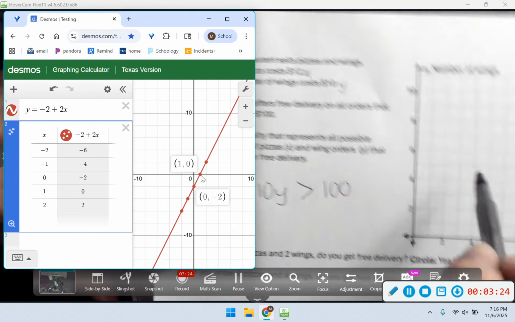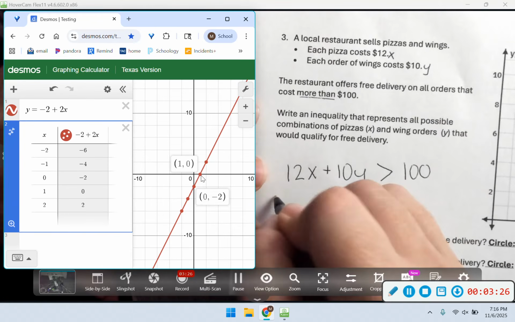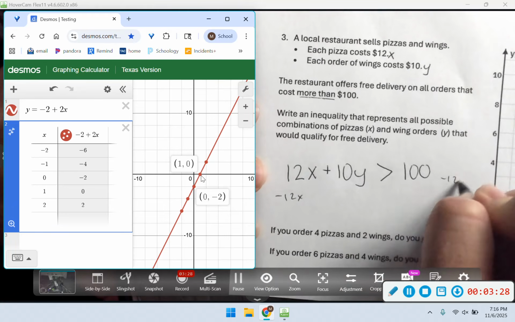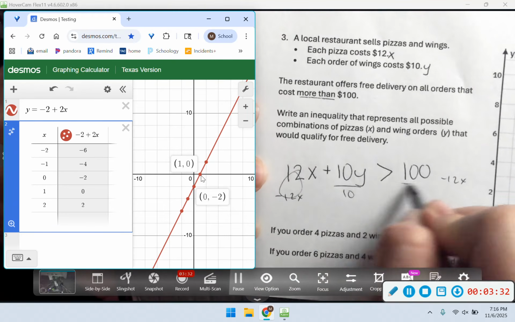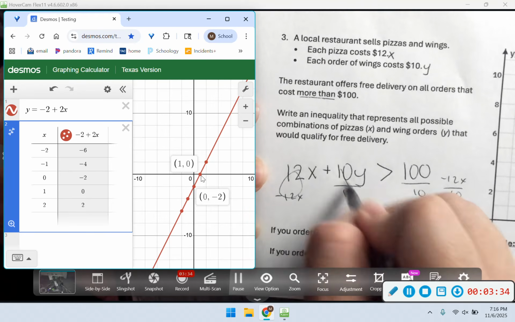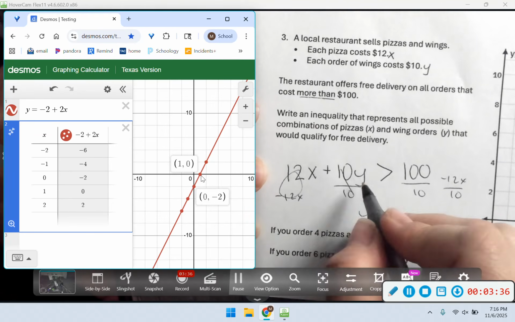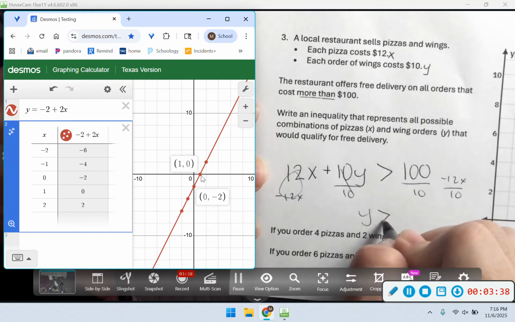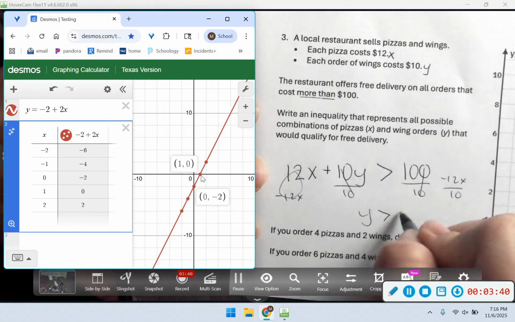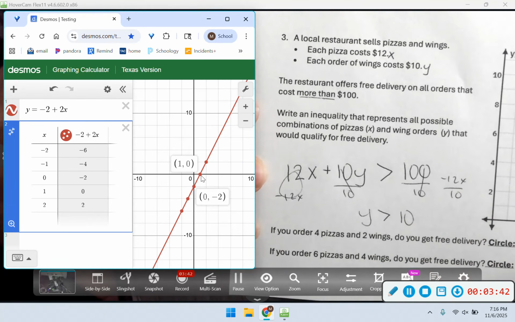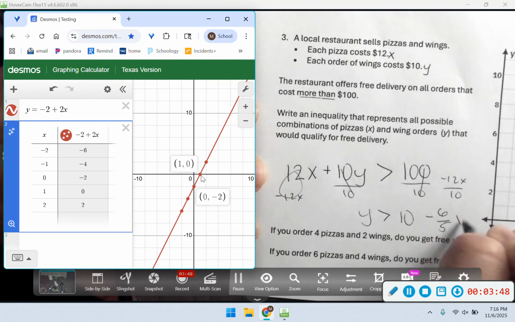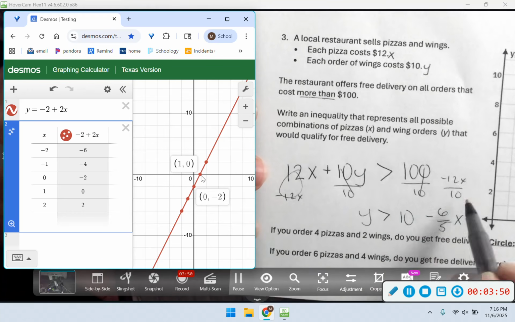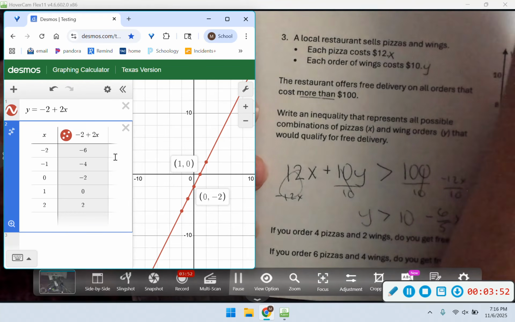Well, to graph this, I have to solve for y. So I'm going to do minus 12x, and divide everything by 10. And I get y. I did not have to flip my symbol because that was positive. Is greater. 100 divided by 10 is 10. Negative 12 divided by 10 is negative 6 over 5x. Now you could have left it just like that as well. And we're going to type it in.